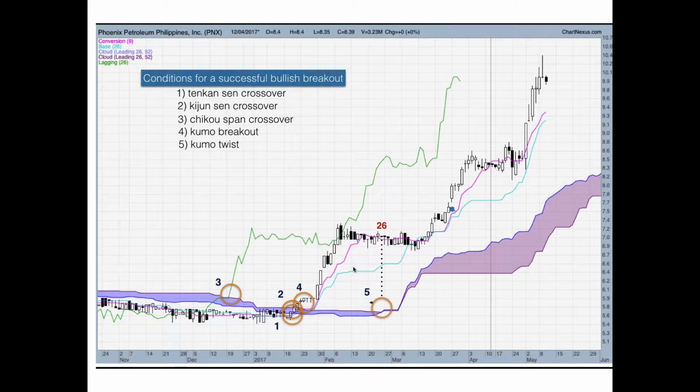We count 26 days periods backward. This happened when the price was at 590. We would have been able to buy PNX at this time because the Kumo reassured us that we are going to go on a strong uptrend.